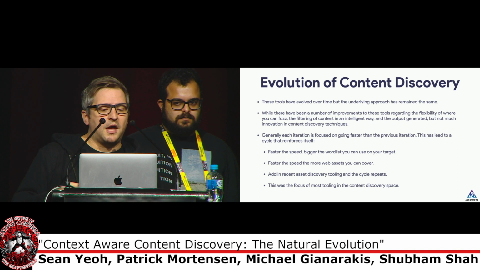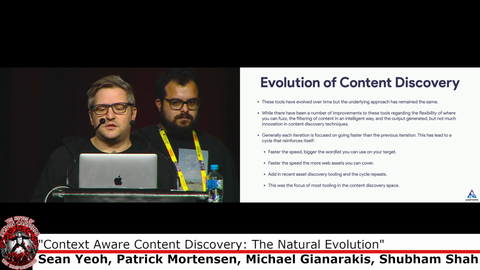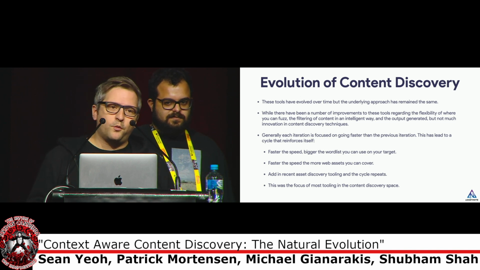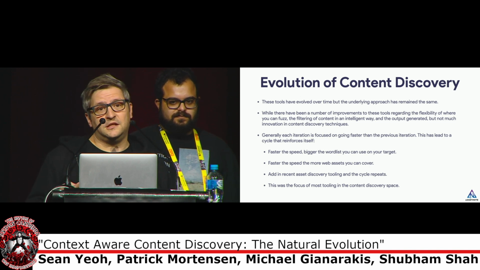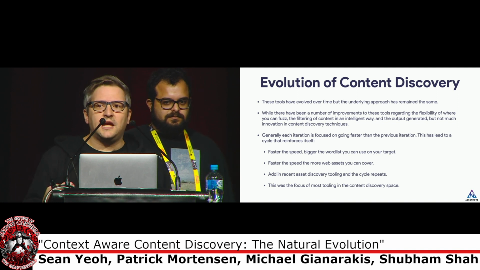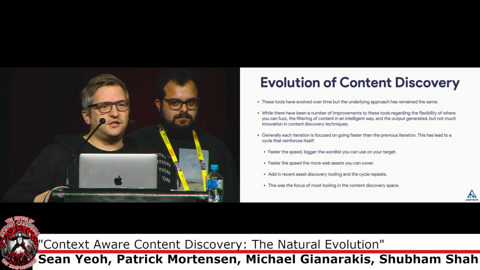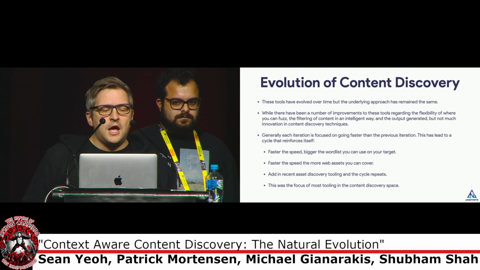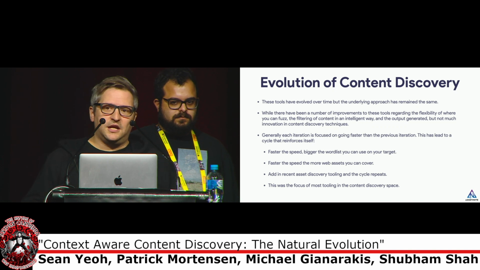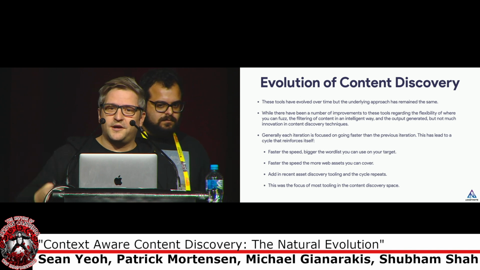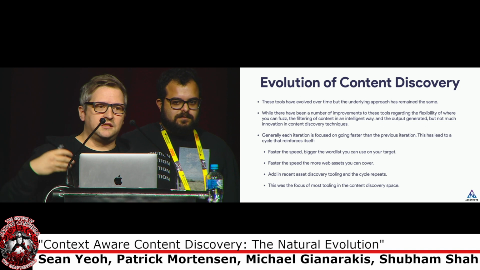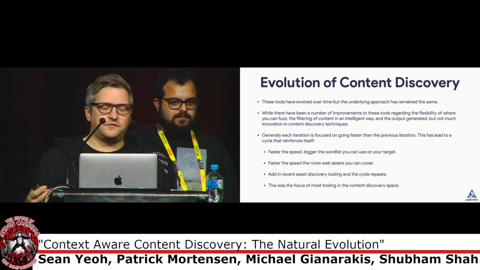There have been a number of improvements, though, over the years. So things like flexibility of where you can fuzz, better ways to filter out the content and the output. But really, at the end of the day, there hasn't been too much innovation in terms of the content discovery techniques. It's still ultimately doing the same thing. Generally, each iteration and each new tool is primarily focused in a lot of ways on going faster. So that's why you see the evolution from Python to Go to Rust. They're really optimized for going fast.